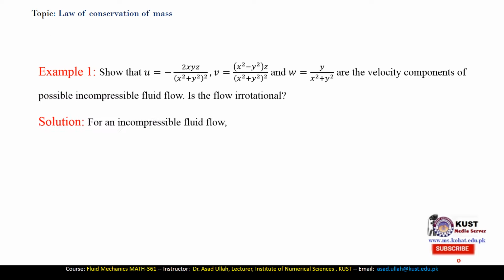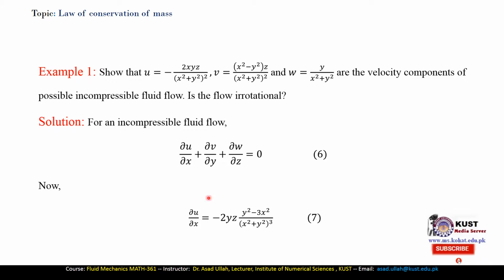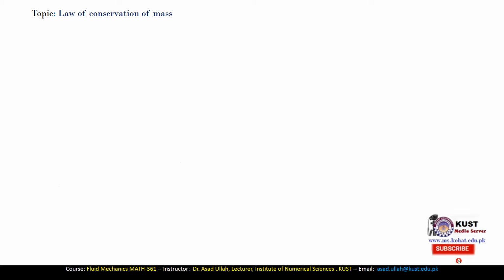Now, in solution, for an incompressible fluid flow, the equation of continuity is given by equation number 6. Now, to calculate partial u over partial x, partial v over partial y, and partial w over partial z, we get the first velocity component, that is the derivative of u with respect to x, is given by equation number 7. Now the remaining two components, that is the derivative of the velocity component v with respect to y, is given by equation number 8, and the derivative of the velocity component w with respect to z is given by equation number 9, which is equal to 0.